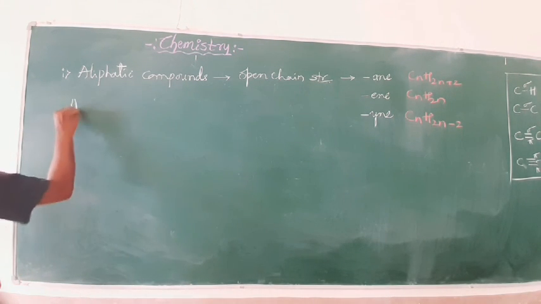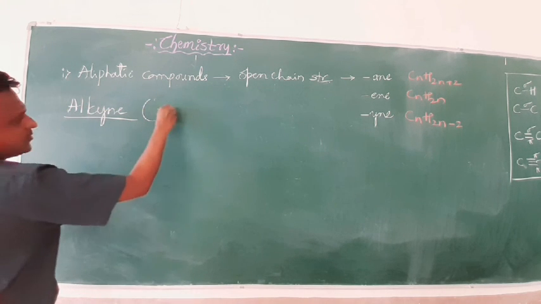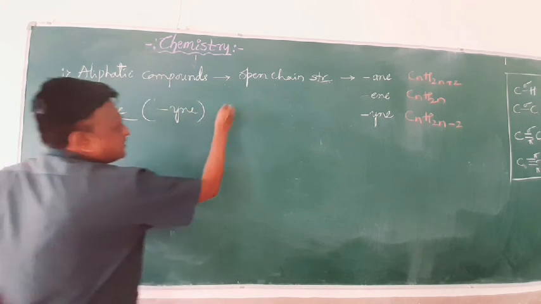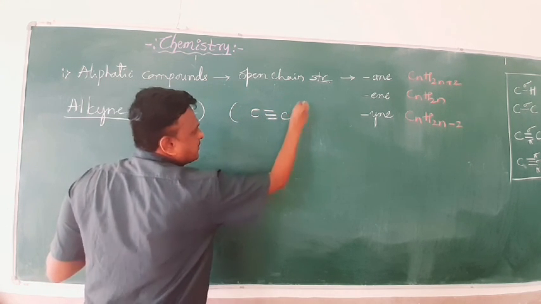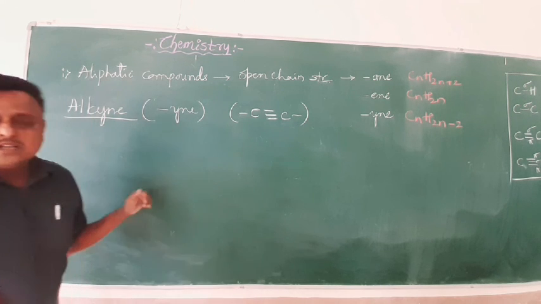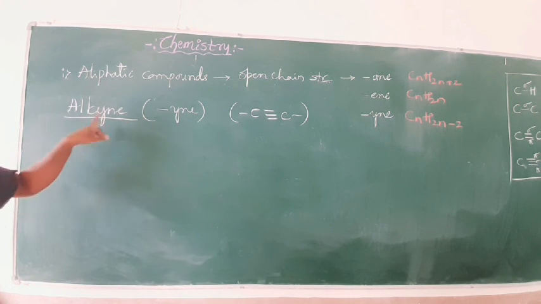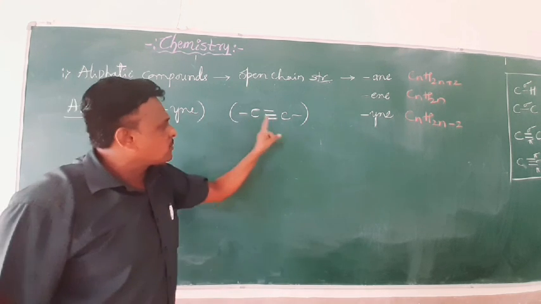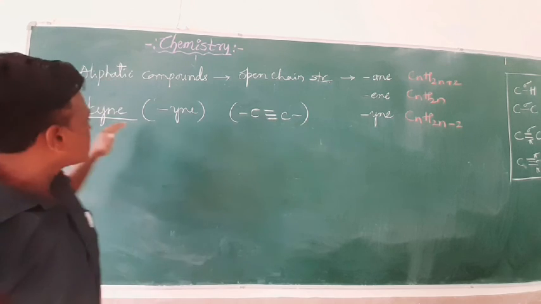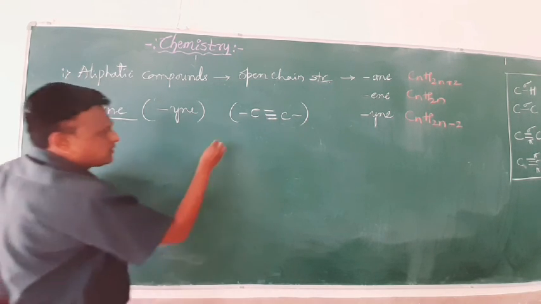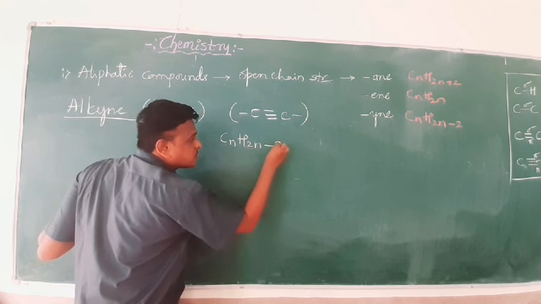What are alkynes? Shortcut: YNE. Yes, the concept is the carbon-carbon triple bond. We have a definition ready. Alkynes are the organic compounds involving a carbon-carbon triple bond. If you have a carbon-carbon triple bond, those are called alkynes. Wonderful. The general formula is CnH2n minus 2. Keep that in mind.